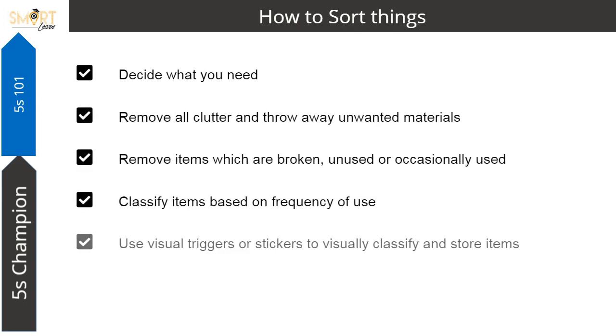How to sort things. Decide what you need. Remove all clutter and throw away unwanted materials. Remove items which are broken, unused, or occasionally used. Classify items based on frequency of use. Use visual triggers or stickers to visually classify and store items.